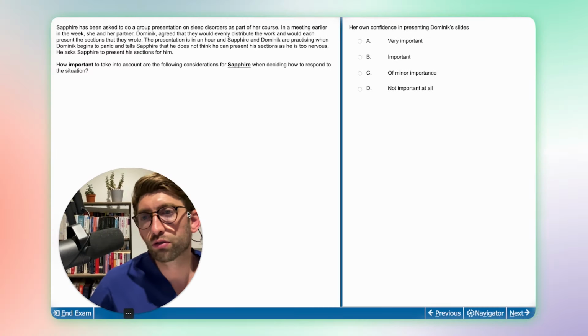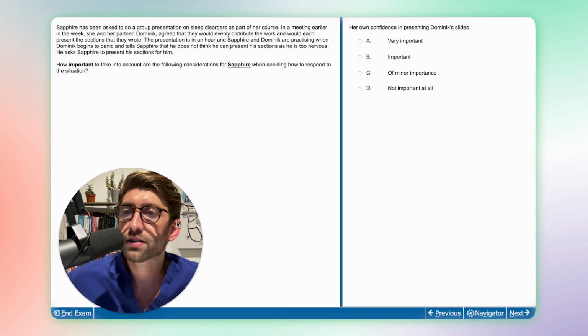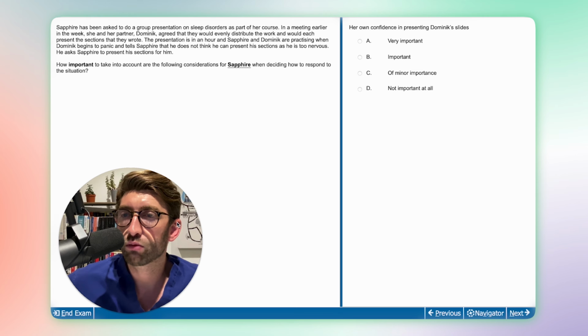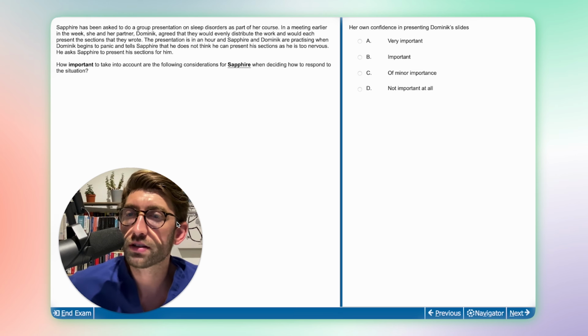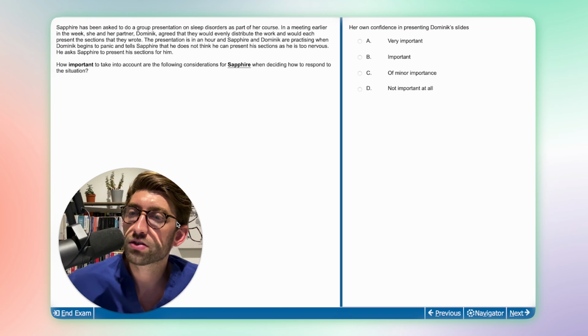Okay, so let's talk through this and pick out the pertinent points. So Sapphire has been asked to do a group presentation on sleep disorders as part of her course. In a meeting earlier in the week, she and her partner Dominic agreed that they would evenly distribute the work and would each present the sections that they wrote. The presentation is in an hour and they're practicing when Dominic begins to panic and tells Sapphire that he does not think he can present his section and is too nervous. He asks Sapphire to present his sections for him.